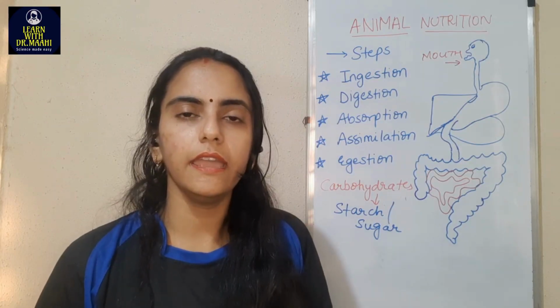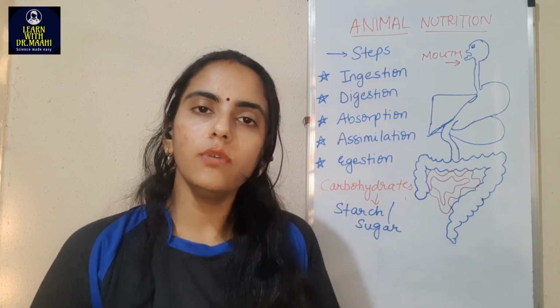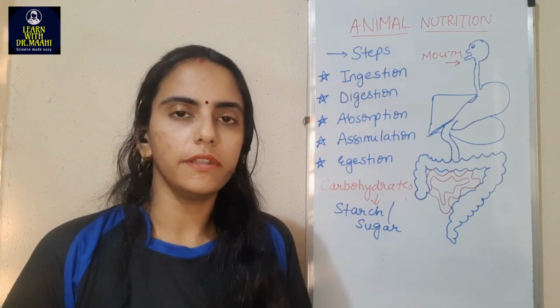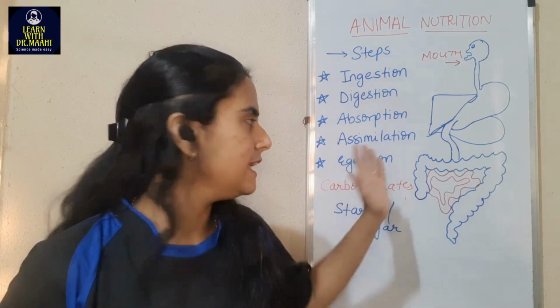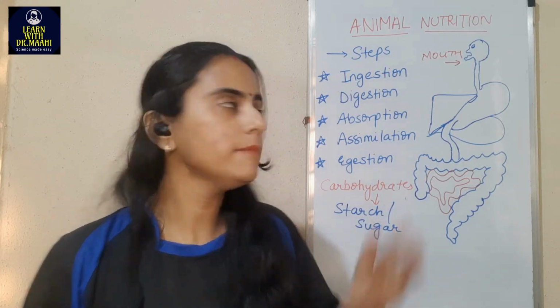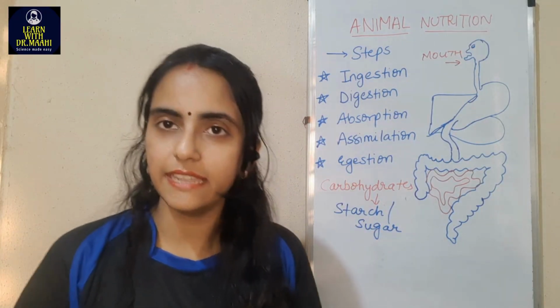हमने जो भी खाया है, whatever is needed for our body, we have absorbed and assimilated. Now there must be something that is unwanted. So that unwanted stuff is then pushed out of the body in the process of egestion. Okay. So these are the 5 steps that take place whenever we are eating something.